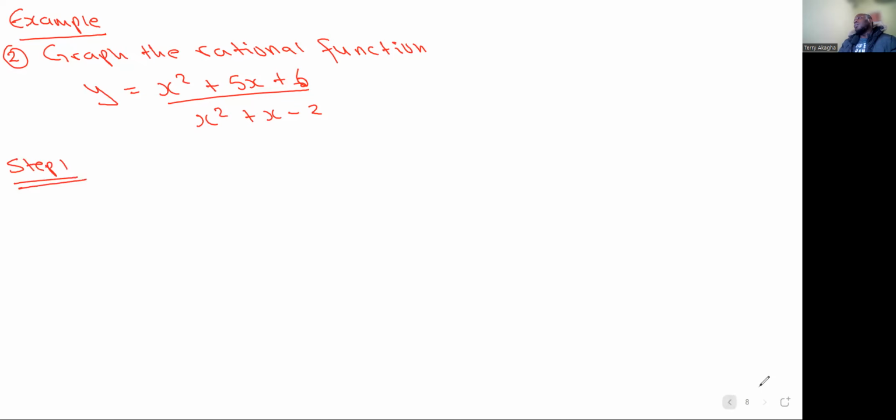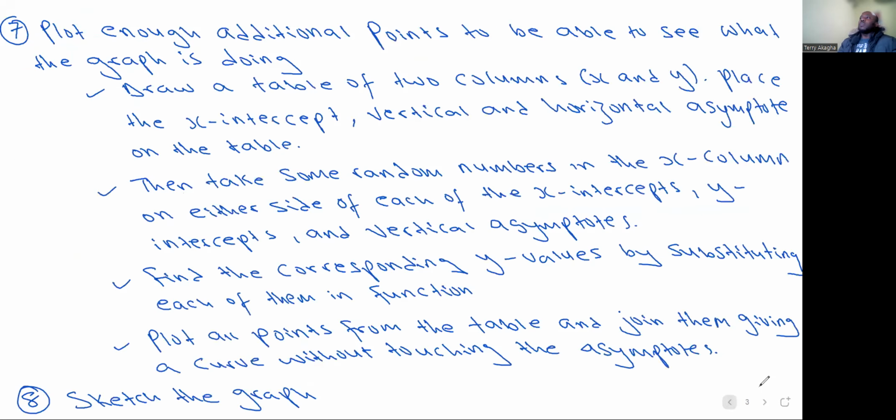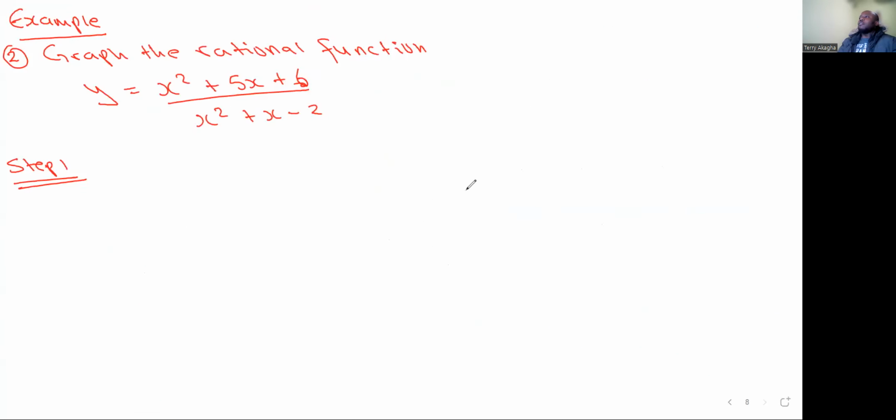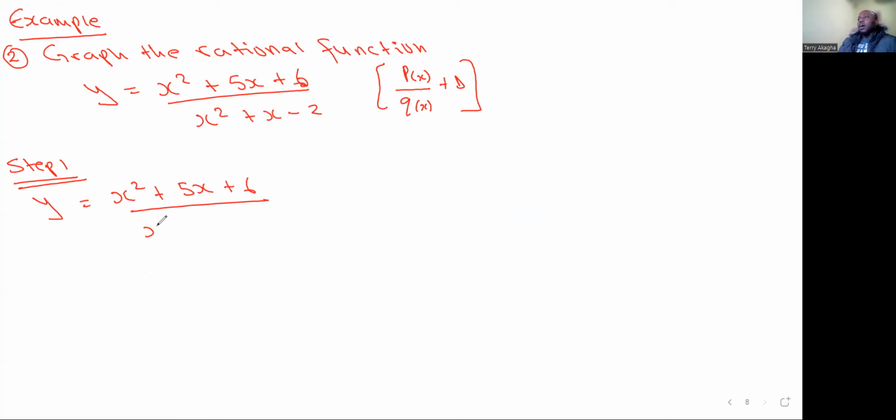Step 1 is that we have to write this as a rational function in the general form. It's already written that way, because we already know the general form is P of x divided by Q of x plus D. So it has to be the ratio of two polynomials. You can see in this case we have a quadratic and a quadratic, so this is a rational function and the D here is 0. Basically it was written already in the general form for you, so you just write it down: x squared plus x minus 2.